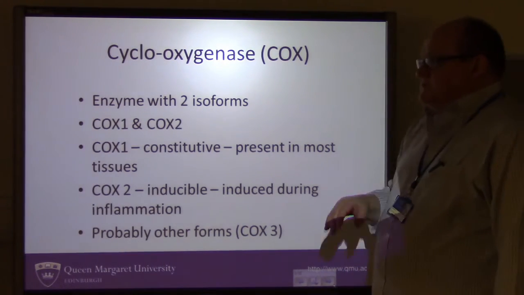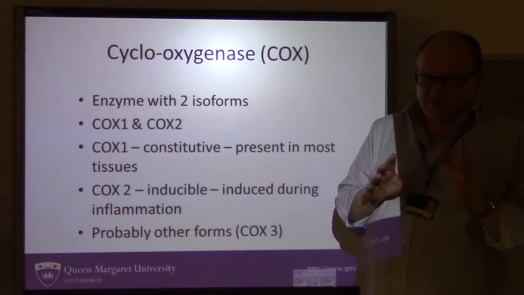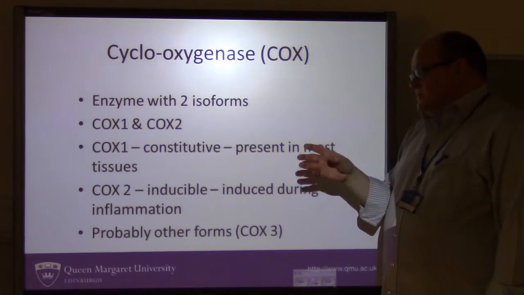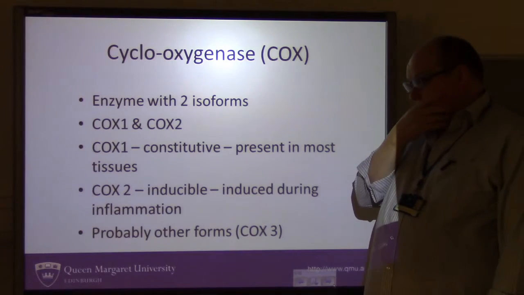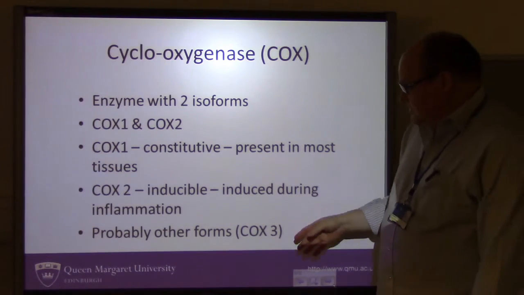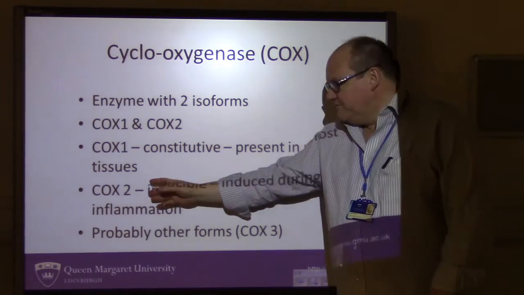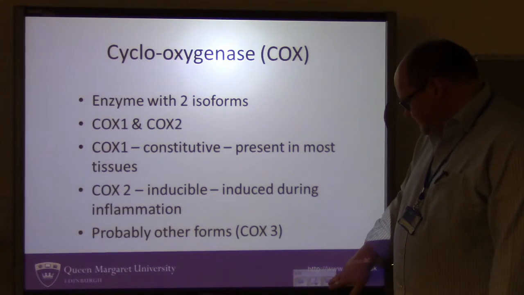So cyclooxygenase, that enzyme, exists in two isoforms, possibly three, COX-1 and COX-2. COX-1 is a constitutive enzyme that's present in most tissues, and COX-2 is an inducible one. This is the one that's induced during inflammation. And this is the one we're going to be focusing on in terms of our anti-inflammatory pharmacology.